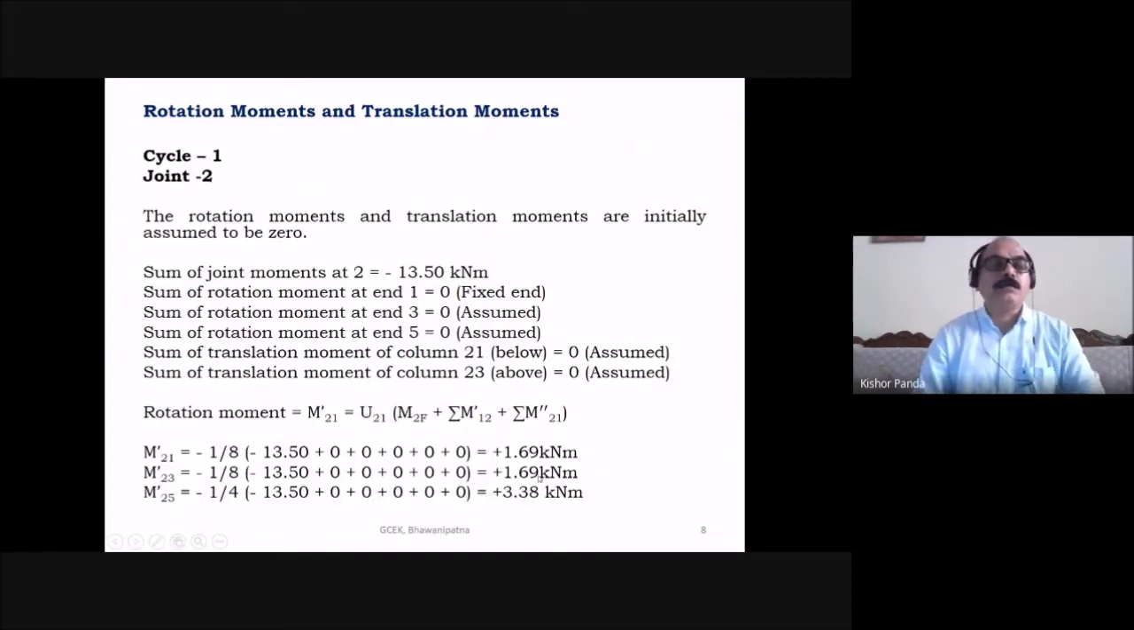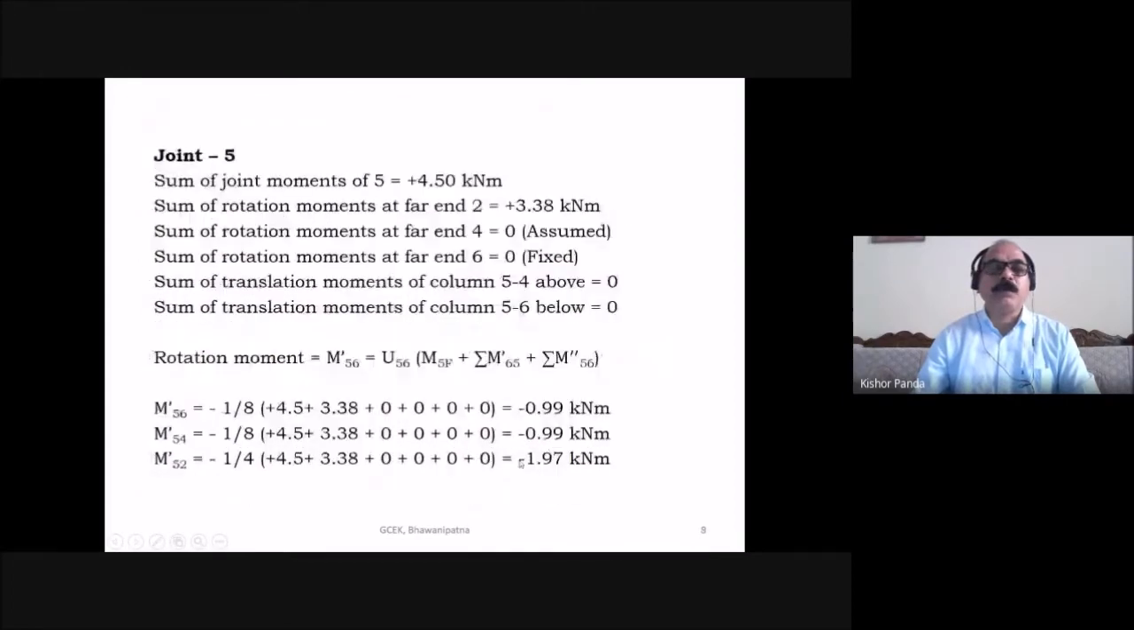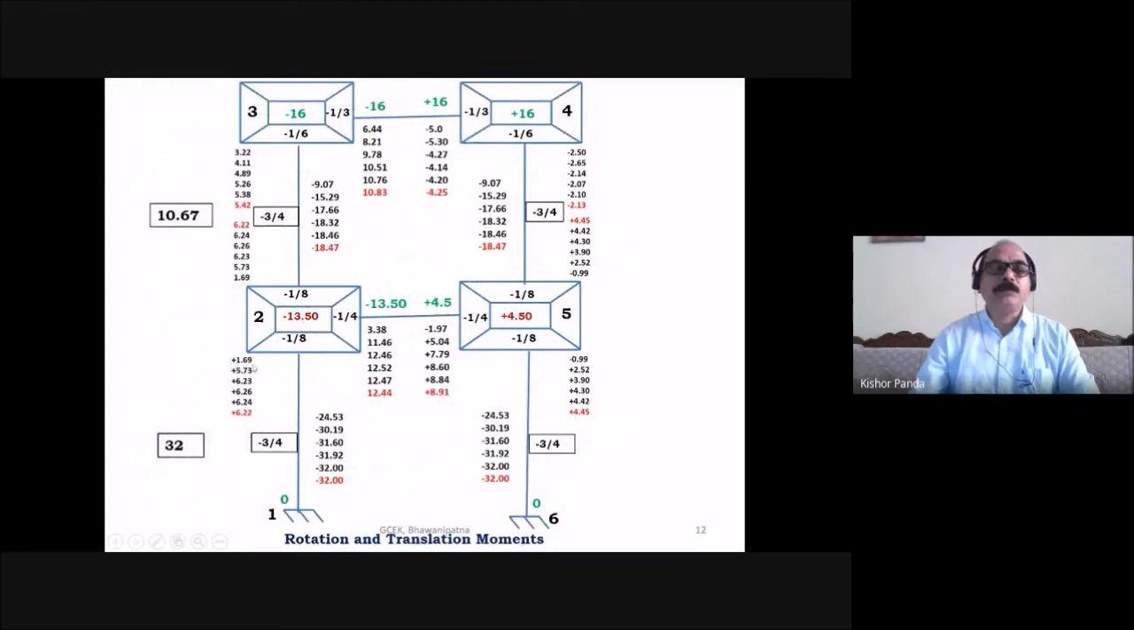Here you got at joint 2 the near end rotation moments: M-21, M-23 and M-25, that is 1.69, 1.69 and 3.38. To put it in tabular form, at joint 2, M-21 got 1.69 and M-23 also got 1.69. Here you put the near end rotation moments for this joint 2, and for the horizontal member you put here. So 1.69 here, 1.69 here, and 3.38 here. So you put M-21, M-25 and M-23.